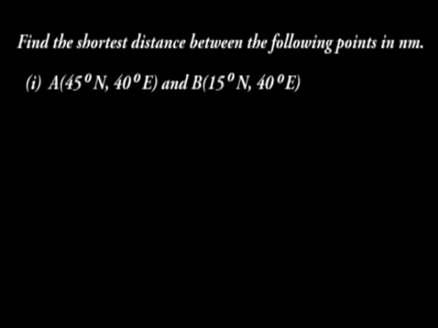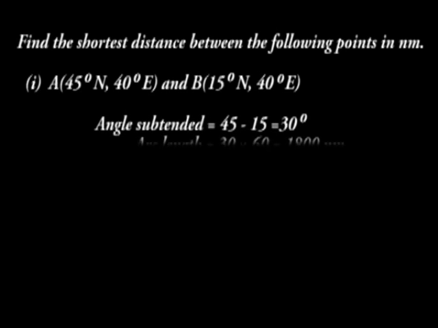The angle subtended is given by 45 degrees minus 15, which is equal to 30. This is because both points lie on the same side of the equator, that is 45 degrees north and 15 degrees north. The arc length is therefore 30 times 60, which is 1,800 nautical miles.